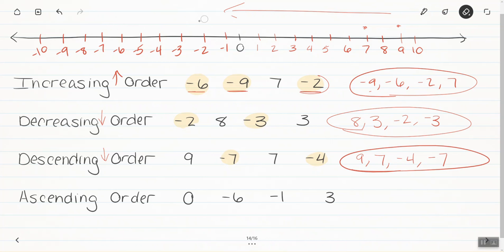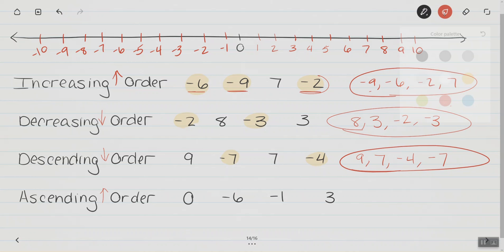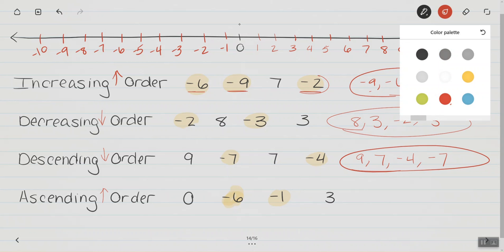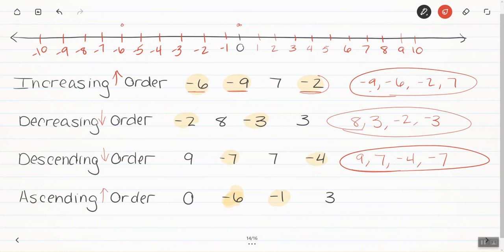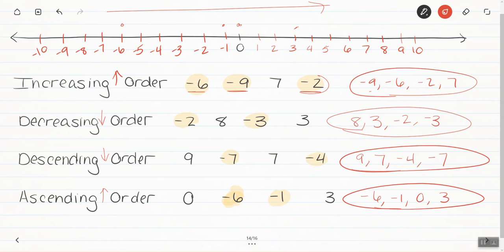And then if I do the last one that's there, ascending is going up. I'm going to highlight my negatives just so I can keep track of them. I'm going to put them on the number line. So I have 0, negative 6, negative 1, and 3, and ascending is going up. So I'm going to read the number line this direction. So it'd be negative 6, negative 1, 0, and 3. So those are the answers to your ordering ones.